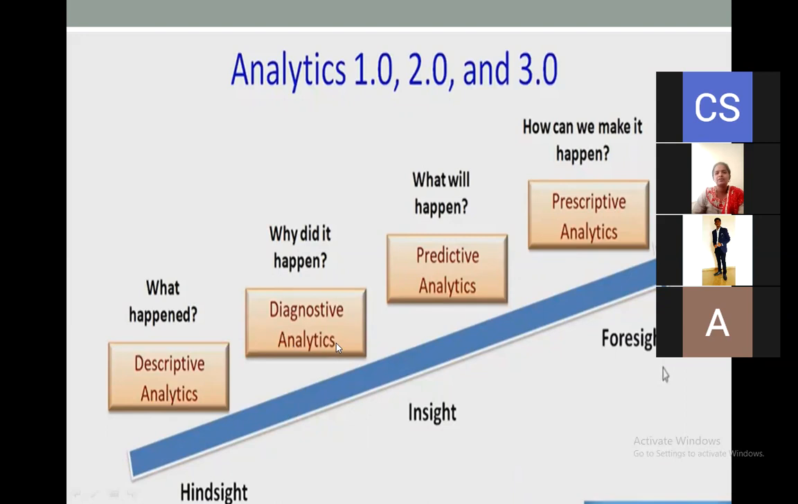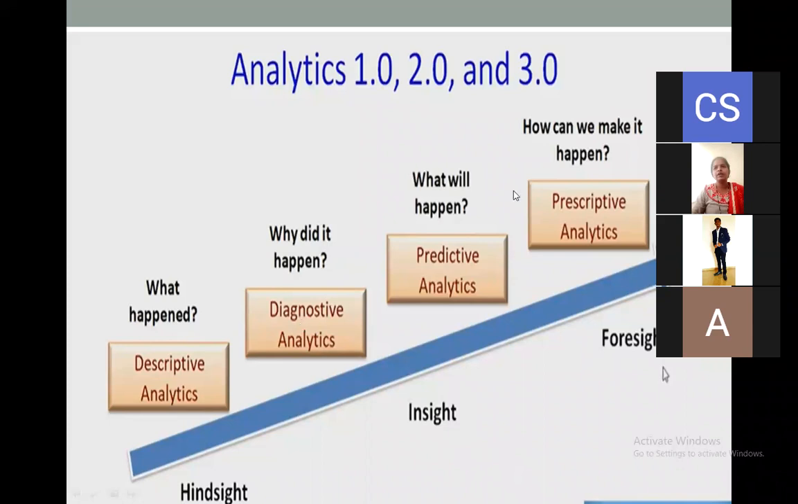Diagnostic analytics is also performed on the historical data. Why did it happen? What are the reasons for this situation to happen? You have to find out the diagnosis. So this is diagnostic analytics.